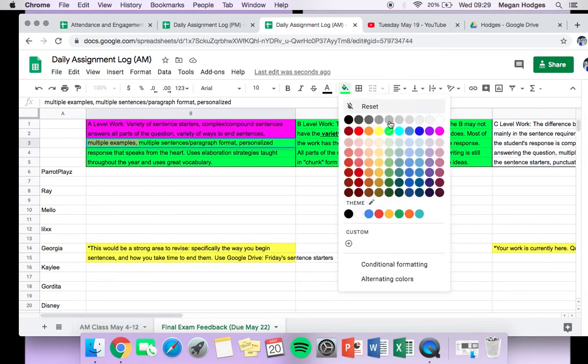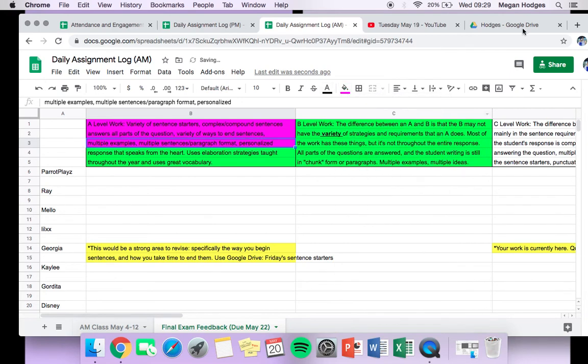Multiple examples is very important. Like if I ask you how to think at a 5th grade level, not just one example, but multiple. Making sure you have multiple sentences or writing in a large paragraph. And this is really the A. This is the difference between the A and the B. Is personalized response that speaks from the heart.